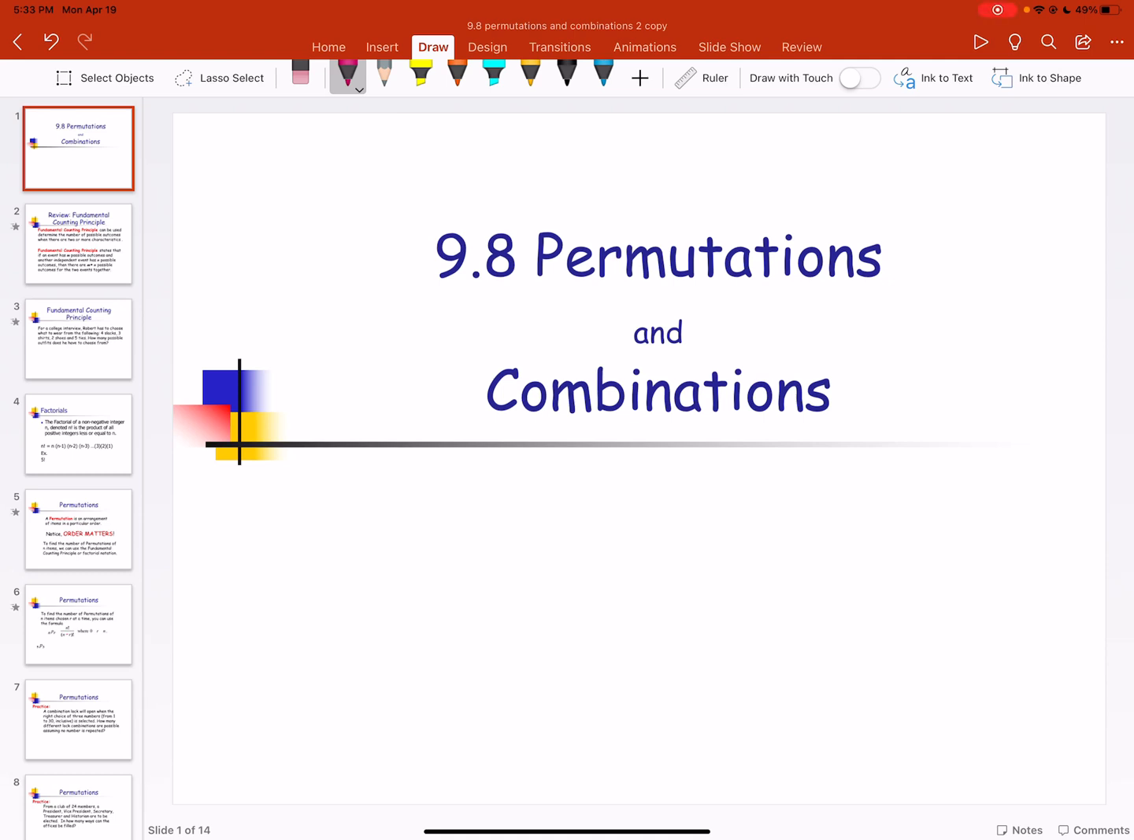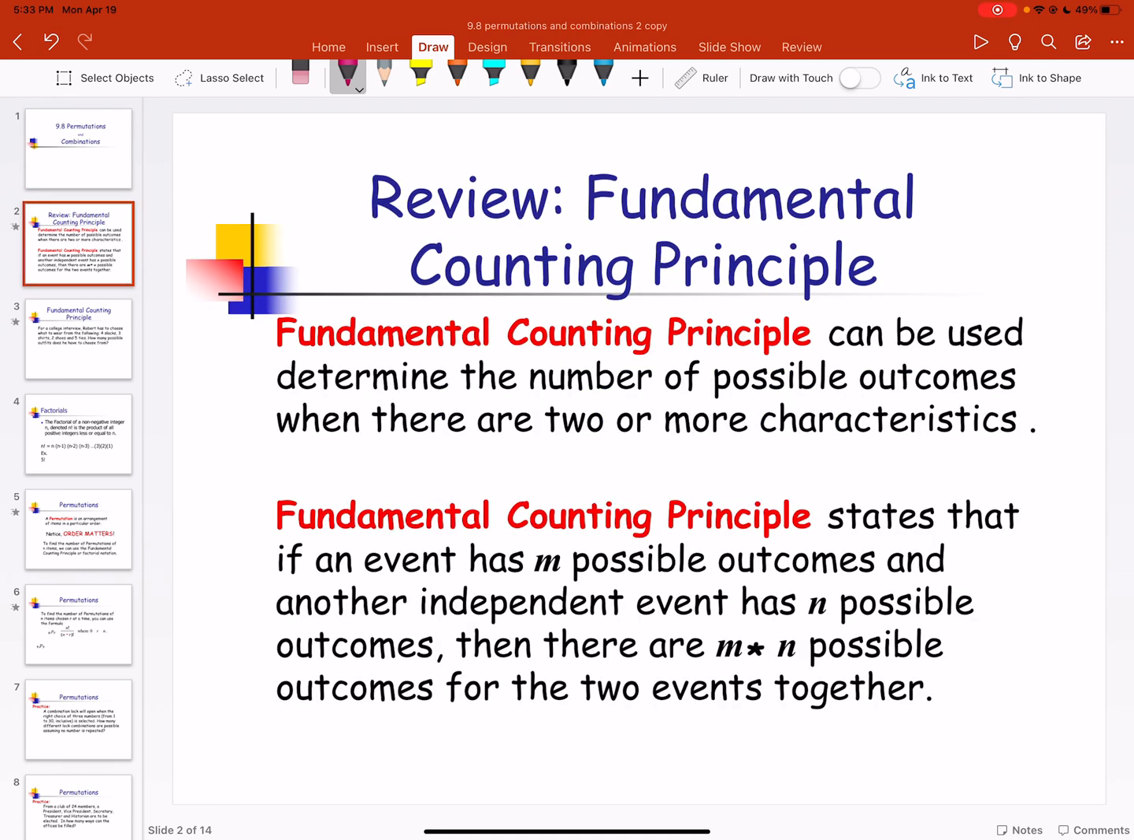Guys, today we're going to talk about permutations and combinations. So just to review the fundamental counting principle, we've already looked at this before, but it can be used to determine the number of possible outcomes when there are two or more characteristics. It states that if an event has m possible outcomes and another independent event has n possible outcomes, then there are m times n possible outcomes for the two events together.